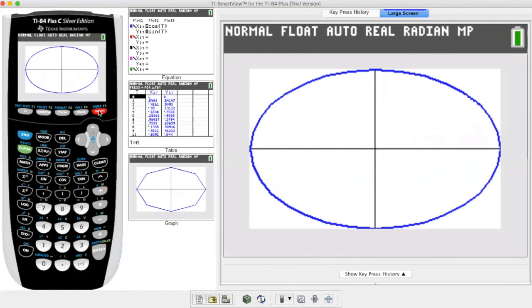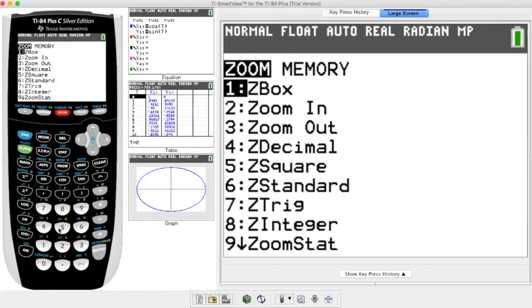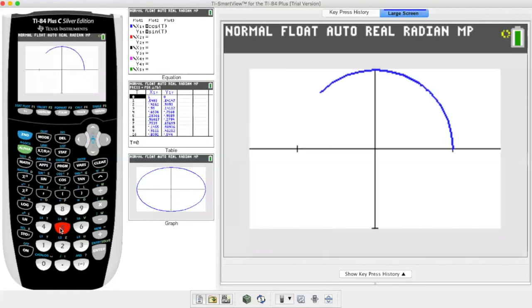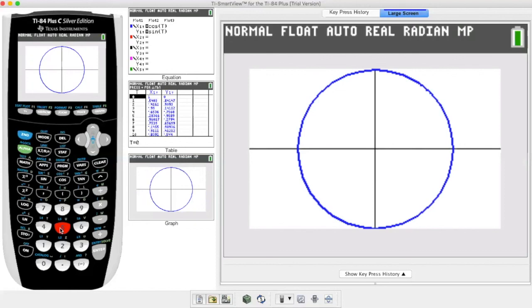And again, how do you make it look more correctly circular? That would be Zoom 5. Zoom 5 is standard, or square, I mean. Zoom 5 is square. It's getting late, ladies and gentlemen. And there is your unit circle.